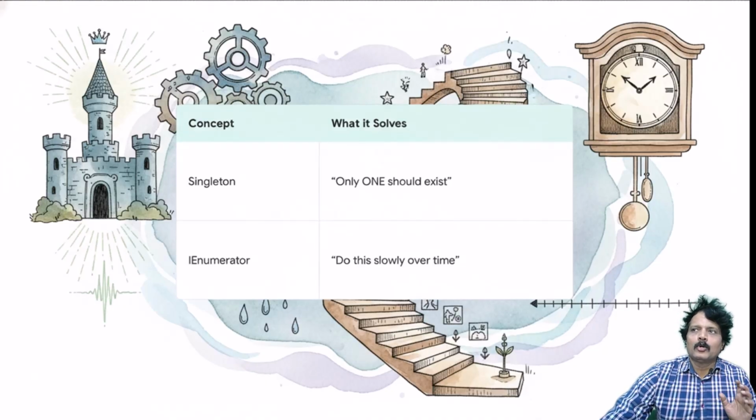It's all about authority and access. On the other hand, an enumerator used in a coroutine solves the problem of "I need to do this slowly over time." It's all about timing and sequence.